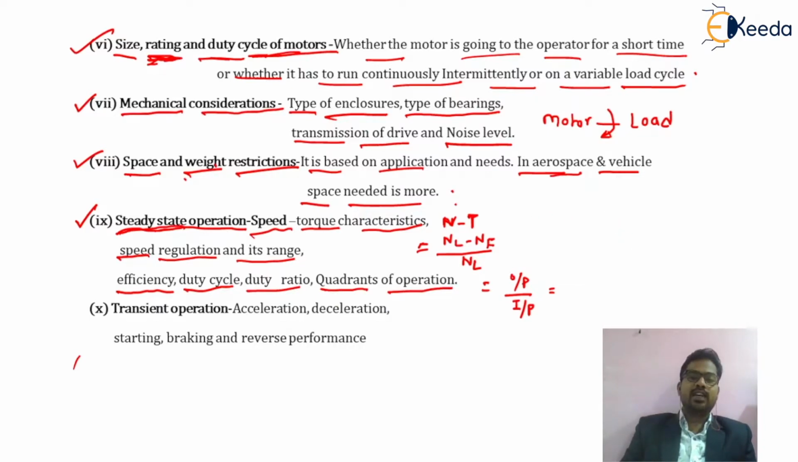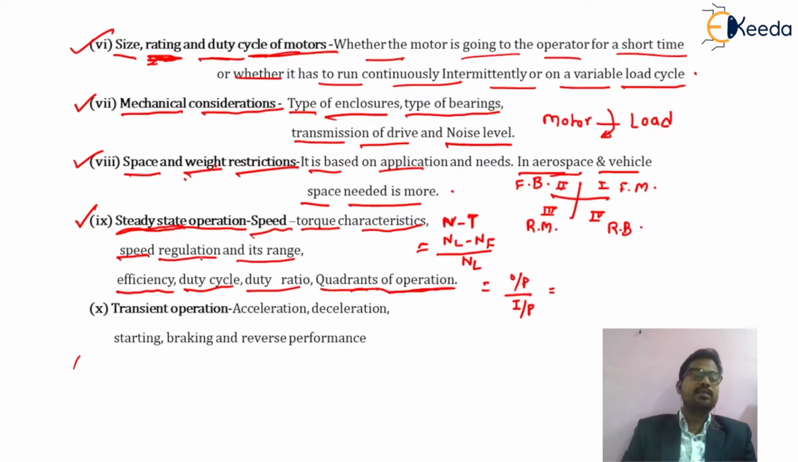Basically the drives are operated in four quadrants of operation. This is the first quadrant, this will be the second quadrant, this will be the third quadrant, and this will be the fourth quadrant. In the first quadrant we are understanding forward motoring. In the second quadrant we are considering forward braking. In the third quadrant we are considering reverse motoring, and in the fourth quadrant we are considering reverse braking. So this will be a very important parameter while we choose an electrical drive for a particular application.